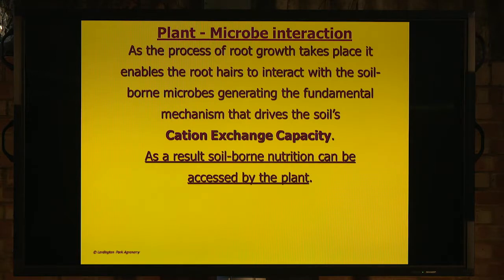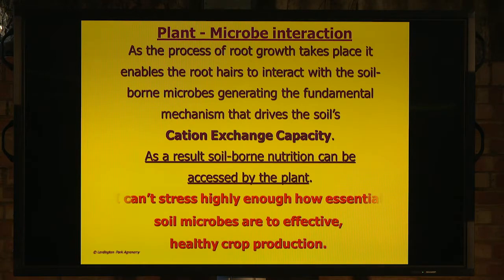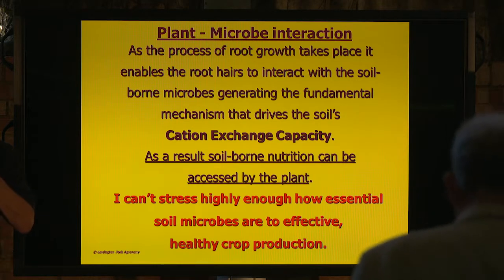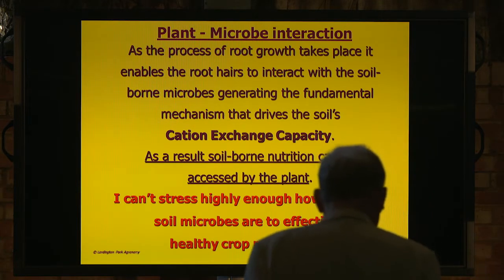This is what we want to be trying to achieve. It's measured by the cation exchange capacity of the soil. It will help everything to start with.